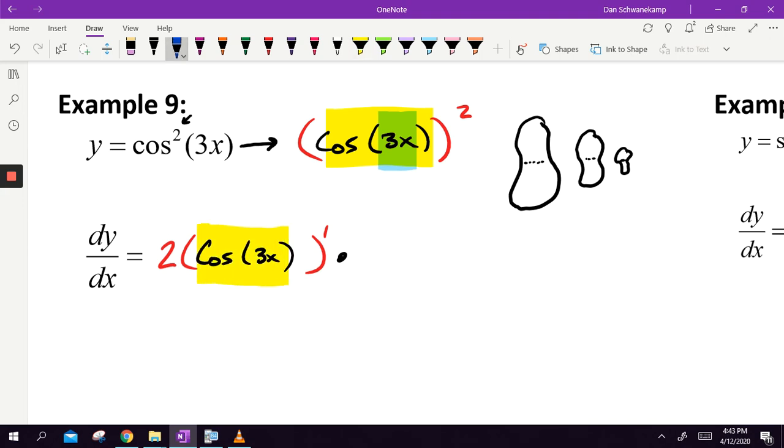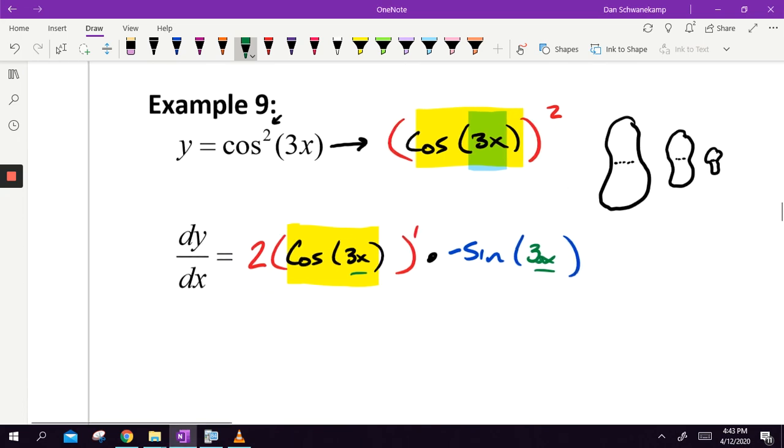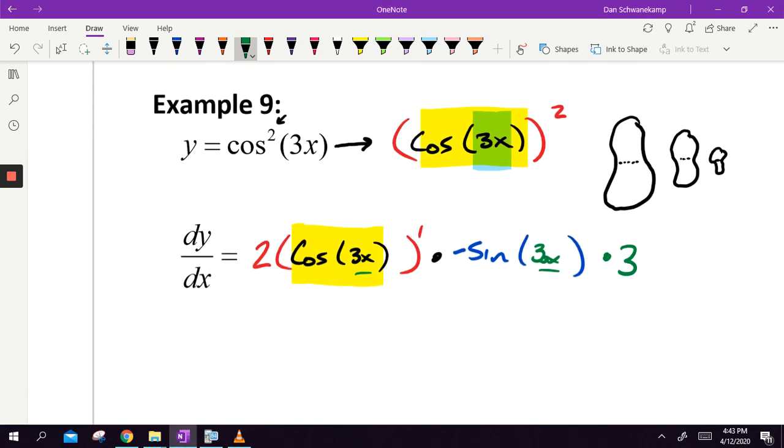Well, if I'm going to take the derivative of cosine of 3x, that's going to be a chain rule problem. What's the derivative of cosine? The derivative of cosine is negative sine. I'm going to rewrite the inside again. That 3x stays the same. But I'm not done yet because I haven't taken the derivative of 3x. Now I got to take the derivative of this baby. The derivative of 3x is going to be just 3. That is the answer to this question, or negative 6 cosine 3x sine 3x.